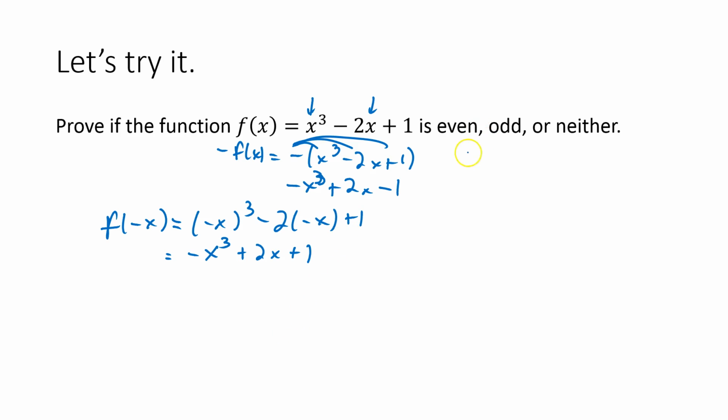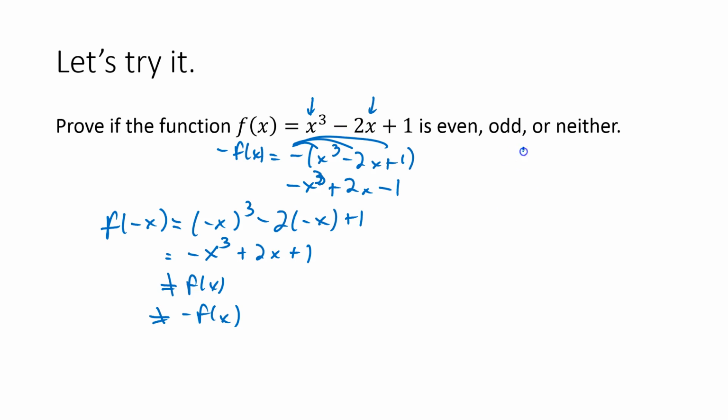So let's take a look. Is it the original function? Well, it doesn't look like it, because we have a negative in front of the x cubed now, and we have a positive 2x instead of a negative. And we have that plus 1, that's still there. Let's take a look at the negative f of x. So negative f of x would be negative x cubed, that's the same, plus 2x, that's the same. But negative f of x has a negative 1 at the end. We have a positive 1. So this is not the original function, and it's also not the opposite of the function.